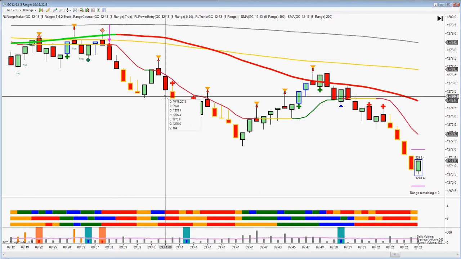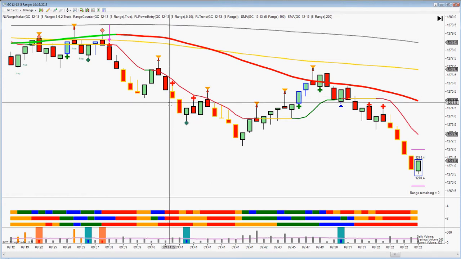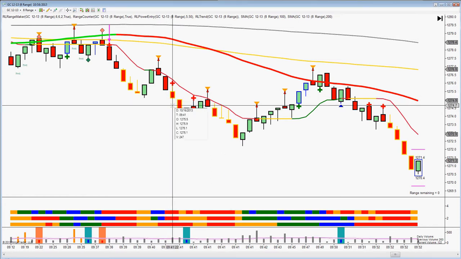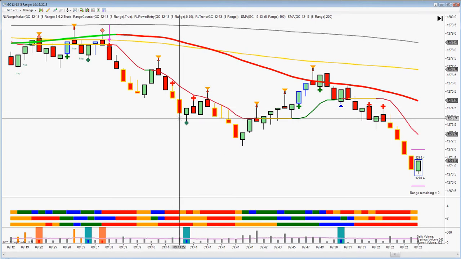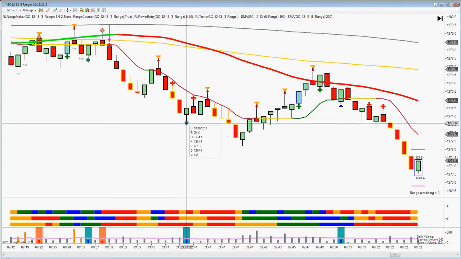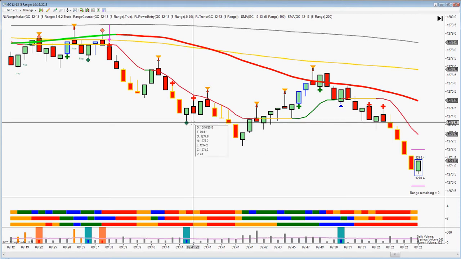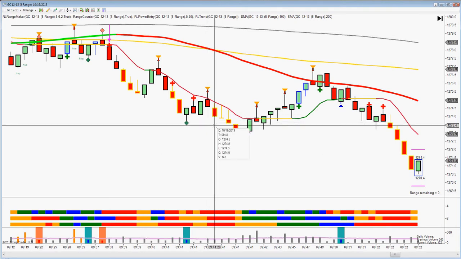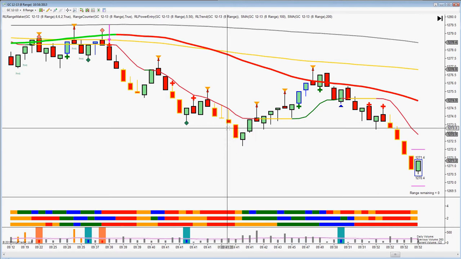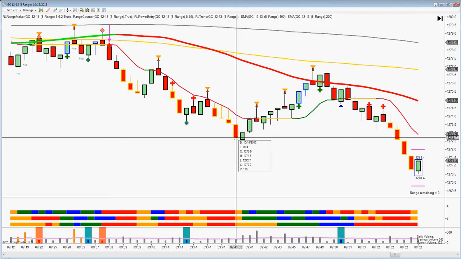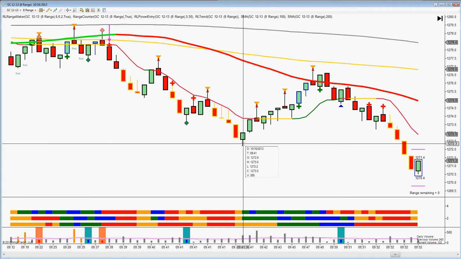The next candle is at 9:40. This candle is at 9:41. This candle's at 9:41. This candle is at 9:41. I sound like a broken record, but 9:41, 9:41, 9:41.